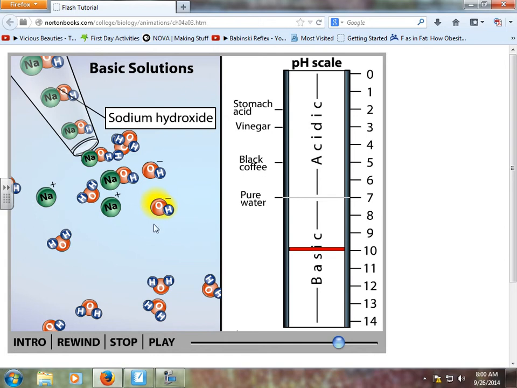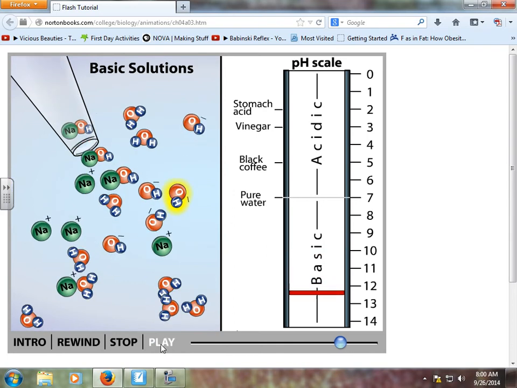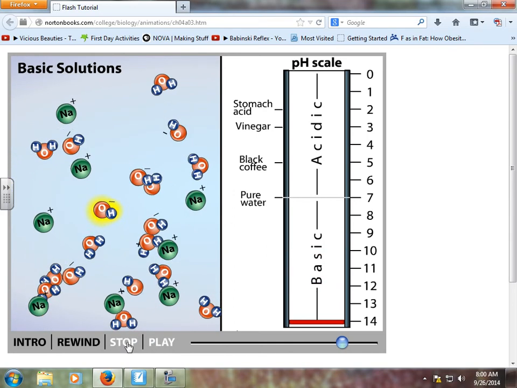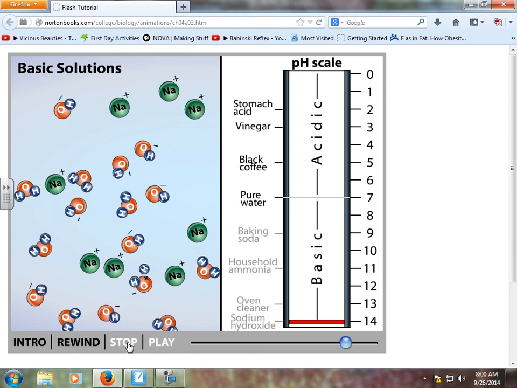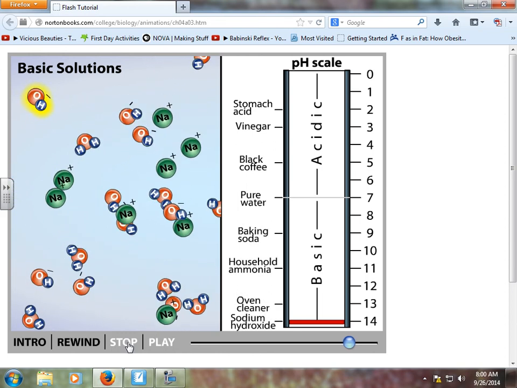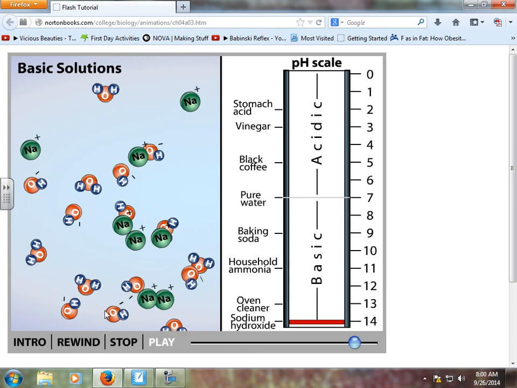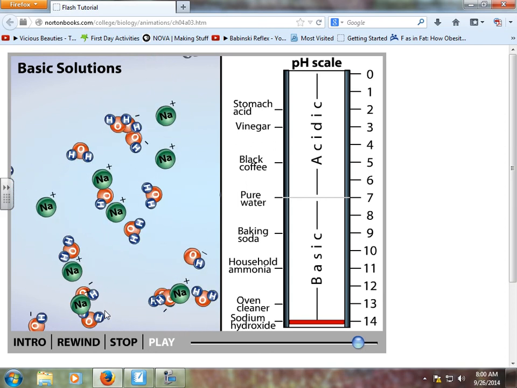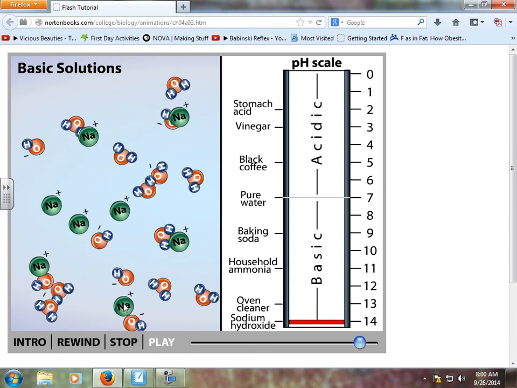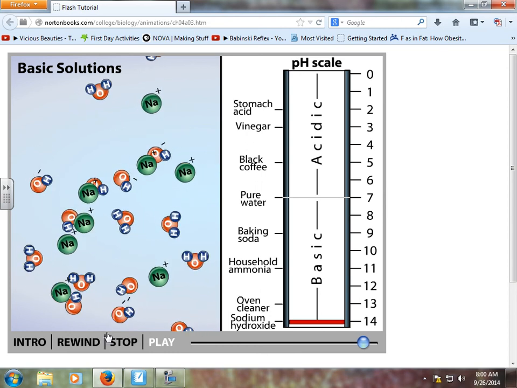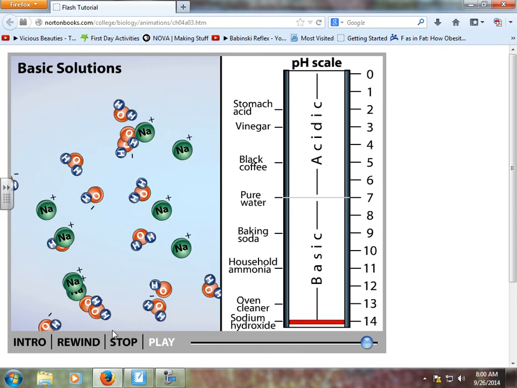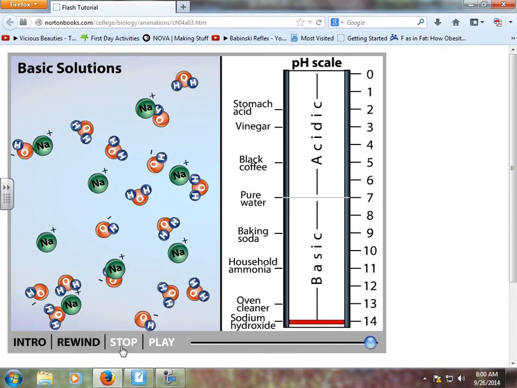But this is going to do something. It's got an OH negative floating around. When sodium hydroxide is added to water, the sodium and hydroxyl ions dissociate. Any hydrogen ions that are released from water are quickly taken up by the hydroxide ions to form water again. A base is a compound that accepts hydrogen ions from water molecules. A basic solution has a very low concentration of hydronium ions and a high pH.